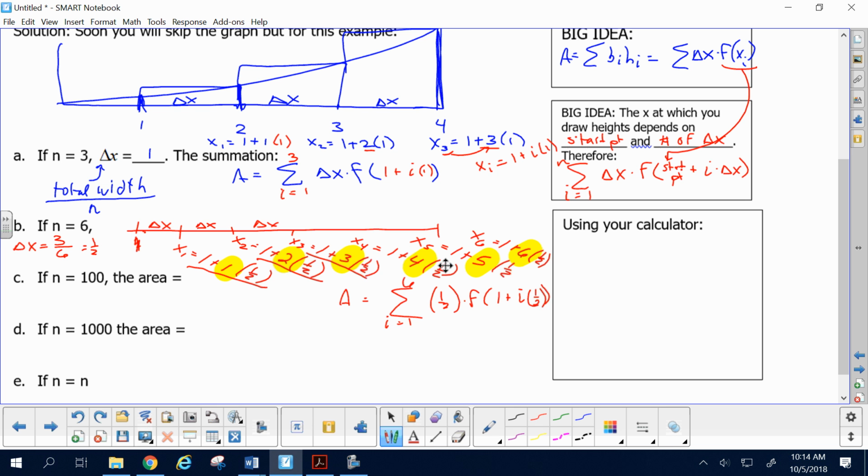Would you try and write the summation based on 100? Now please don't try and draw 100 x values. Try and jump to the summation. Start with saying, what's delta x?